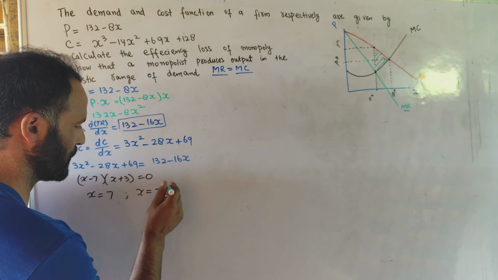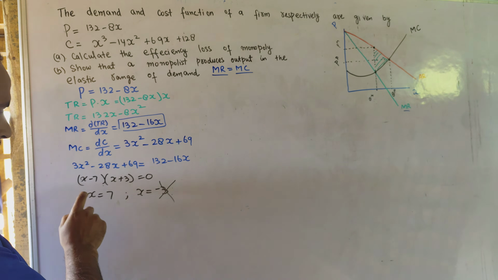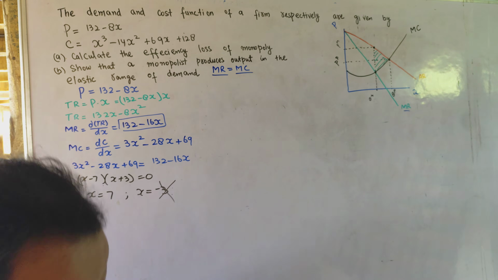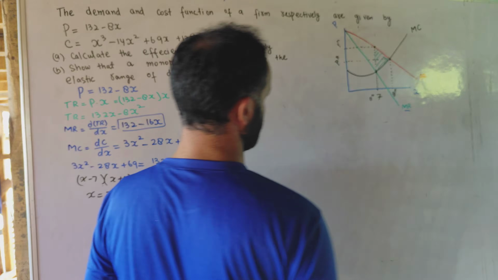So this is here, okay? Let us reject it like this. So x is equal to 7. This is our monopoly output. So here we have 7. Output produced in case of monopoly is 7.